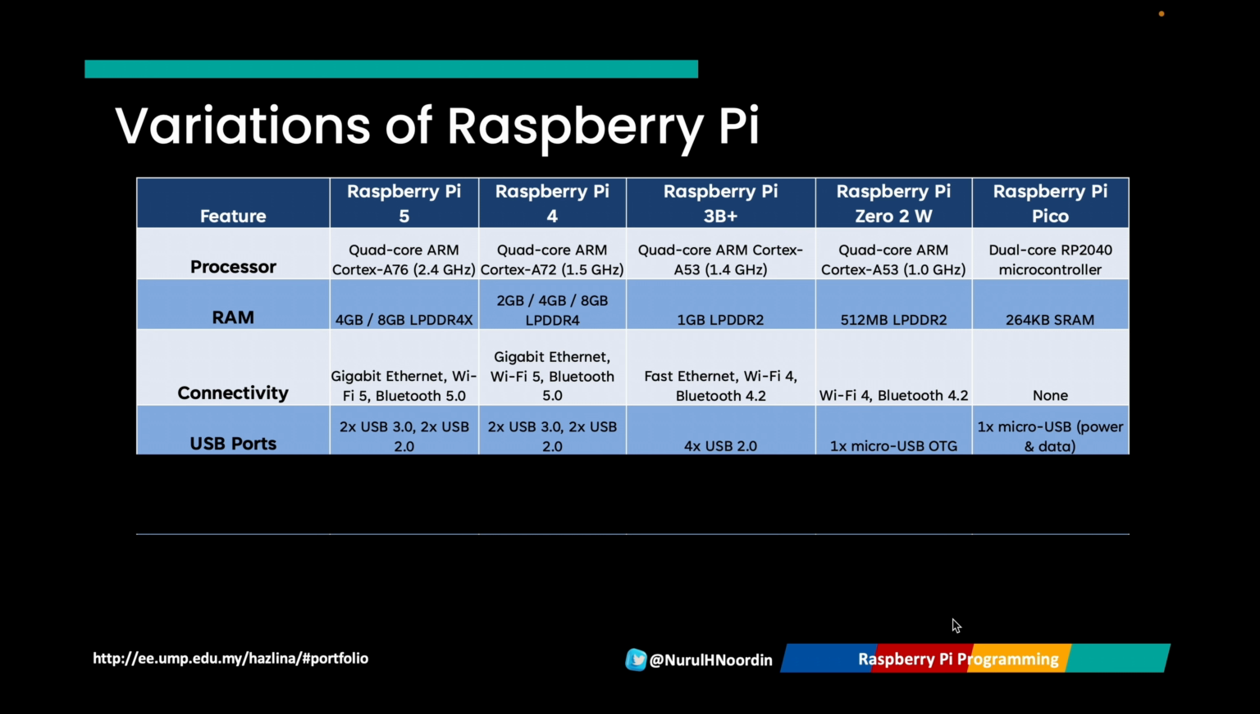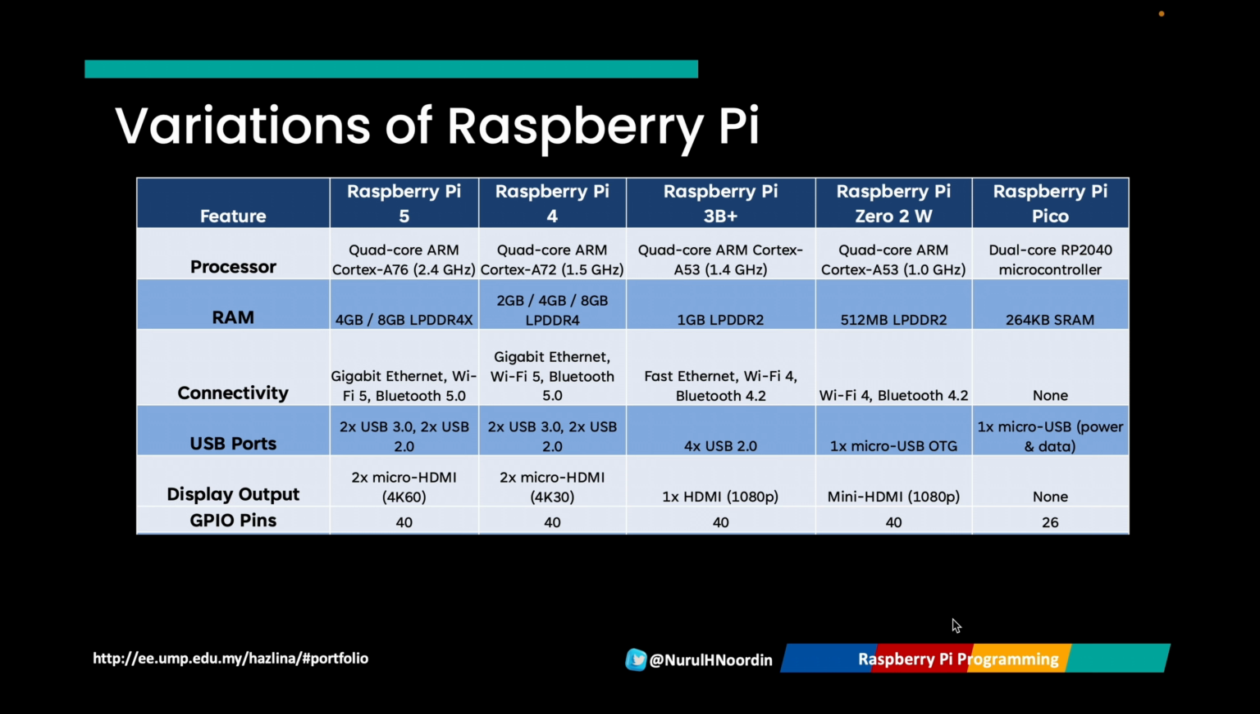Next, let's have a look into USB ports. The number of USB ports determines how many peripherals you can connect. The Raspberry Pi 4 includes 4 USB ports, including 2 USB 3.0 ports for high-speed data transfer. The Raspberry Pi 3B has 4 USB 2.0 ports, while the Raspberry Pi Zero has only 1 micro USB port, requiring an adapter for regular USB devices. The Raspberry Pi Pico does not have USB ports for peripherals but includes a micro USB for power and programming.